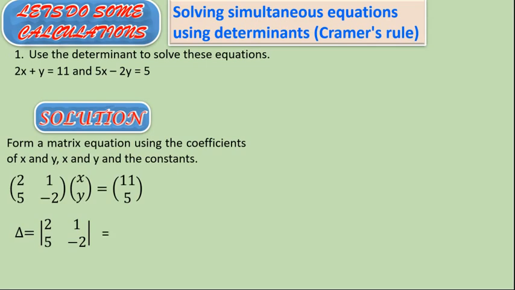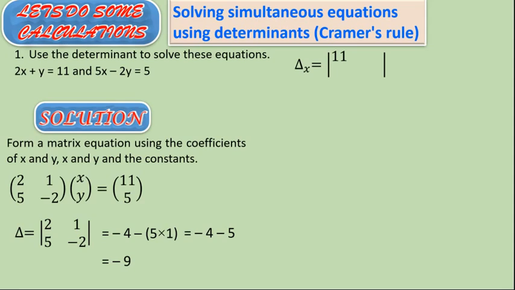So therefore, we now get the value and then put down the value. Then we have the value of the determinant as minus 9. So we do the same thing for the determinant of x.